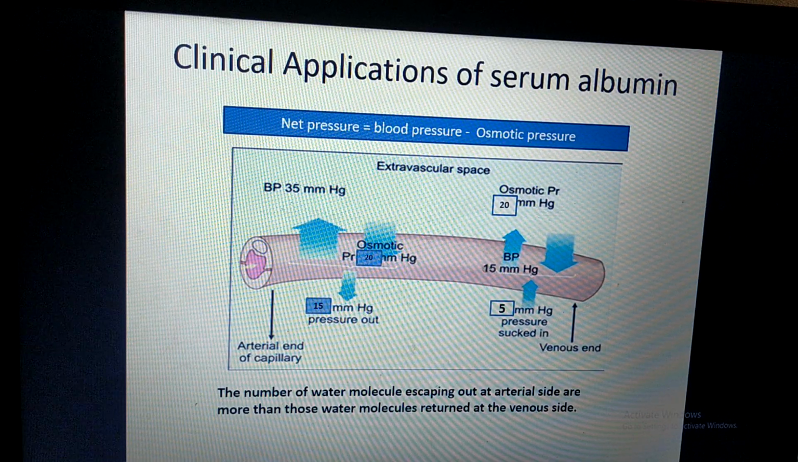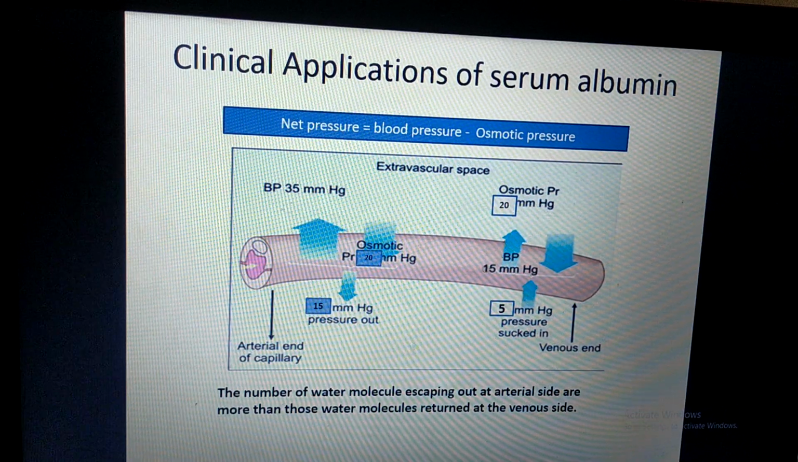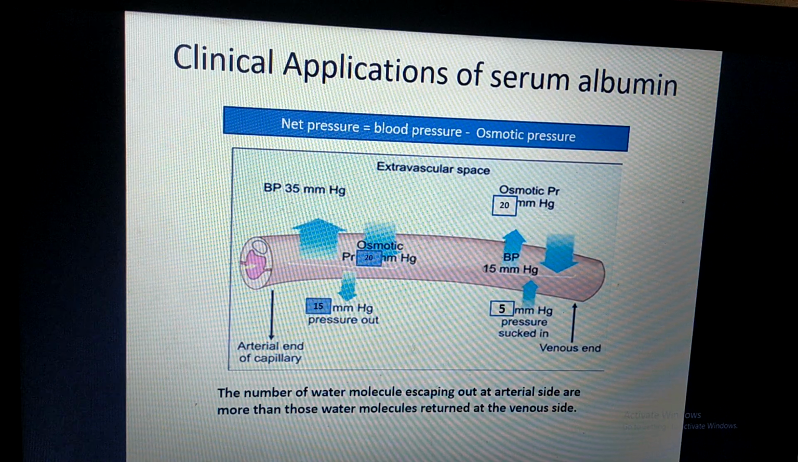Here at the arterial end, blood pressure is 35 and osmotic pressure is 20. Here osmotic pressure decreases from 25 to 20 due to decreased albumin. So the net pressure here is plus 15 mm of Hg, so water comes out from the arterial end with a pressure of plus 15 mm of Hg.